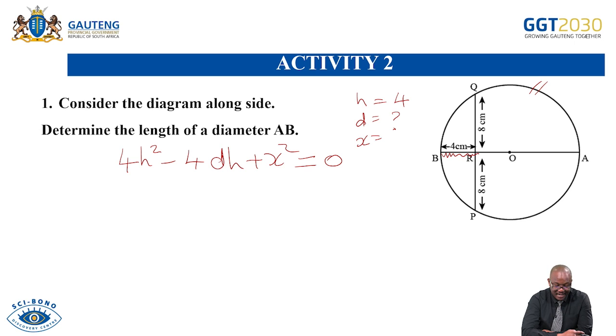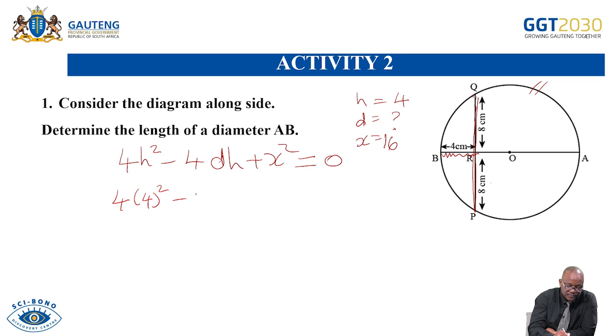Then the x represents the length of a chord. In this case, you can see that your chord is QP, the length of that QP there. QP is 8 plus 8, which is going to be 16. So the length of your chord is 16. Now we are going to determine the length of the diameter. So you're going to substitute. Our h is 4, we don't know what our d is, plus our x is 16 squared, equal to 0.